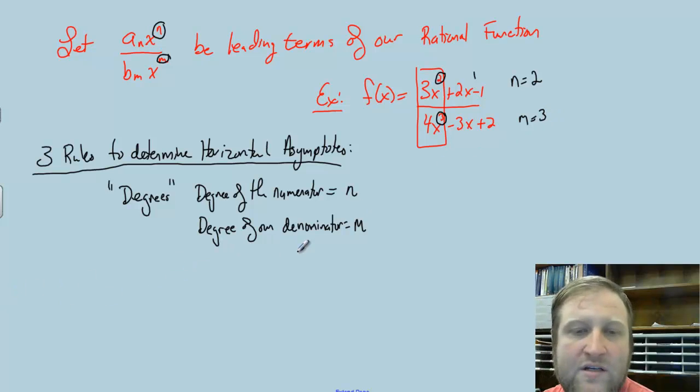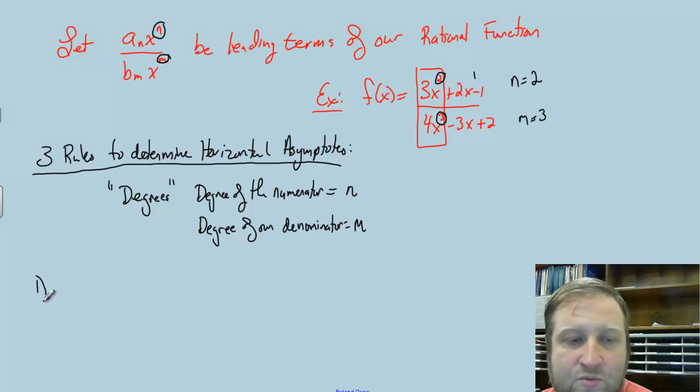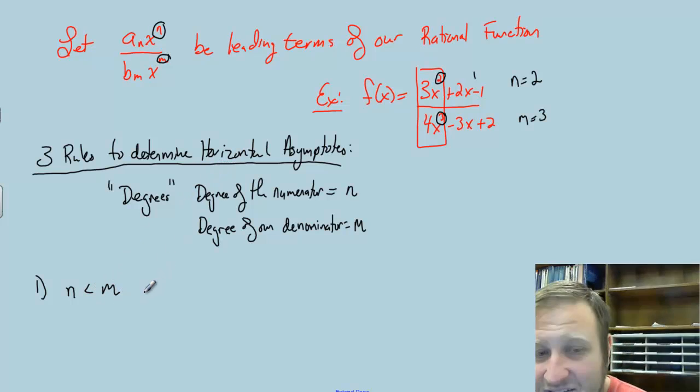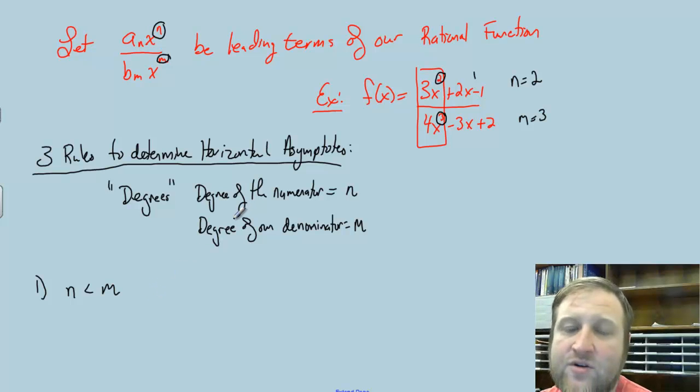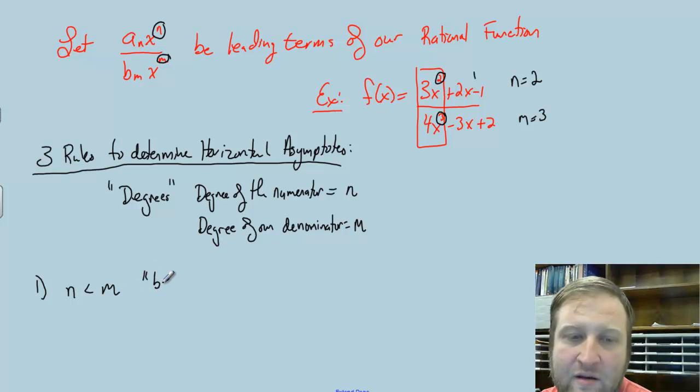So we're going to talk about the relationships of our degrees. The first rule we're going to talk about is when n is less than m. So the degree of the numerator is less than the degree of the denominator. I call this bottom heavy.